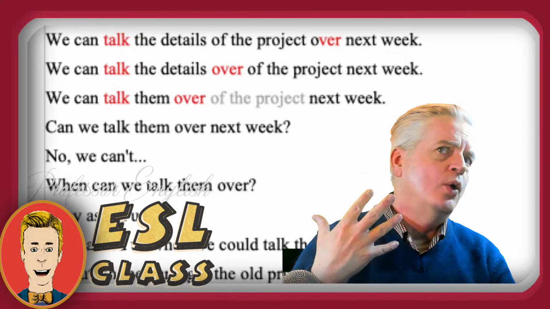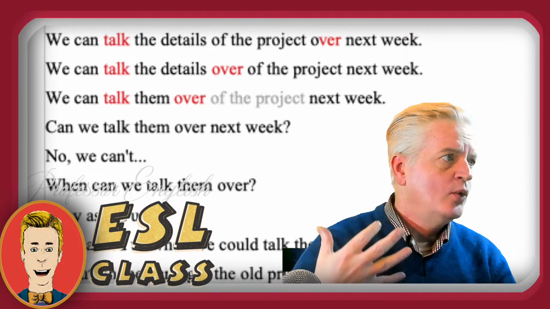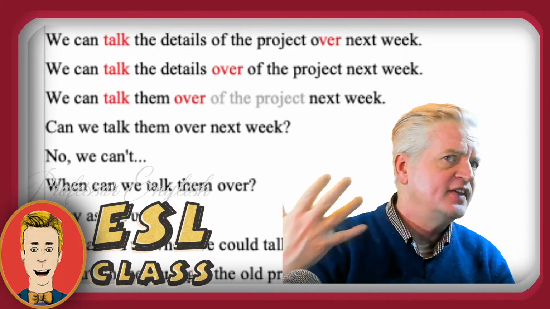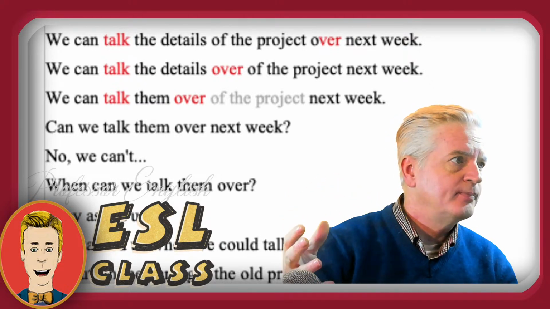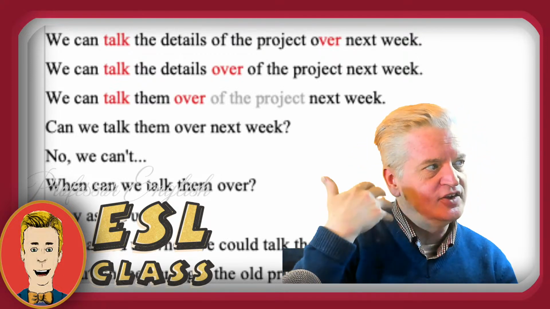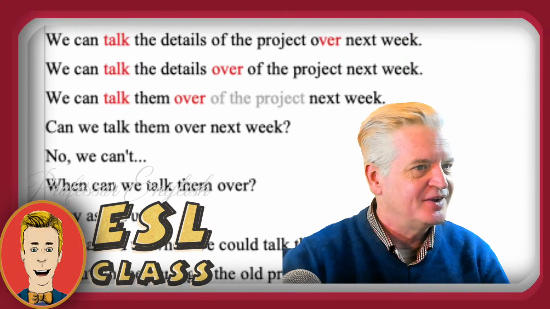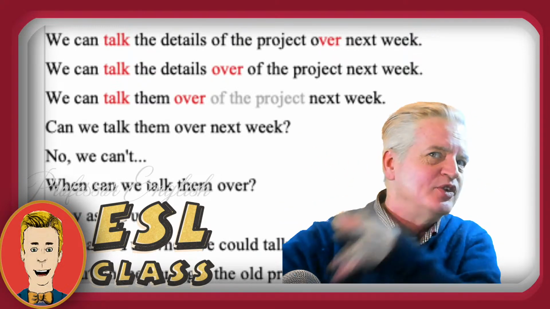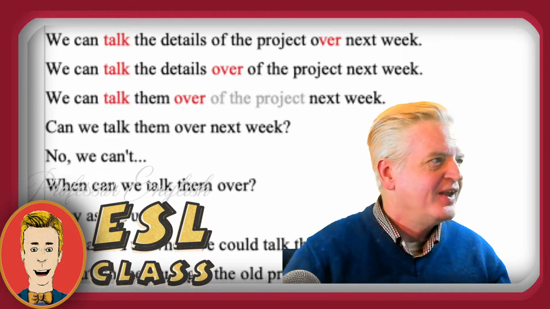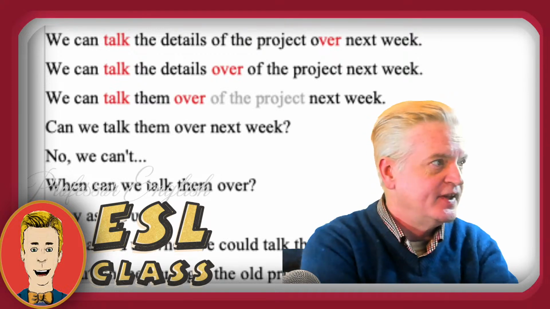The way that you can know if it's correct is if you try to substitute. What would be the substitution of the details? Is that he, she, it, they? It's them, because it's plural and it's an object. So tell me if you understand this sentence. This is how you know that this is wrong. We can talk them over of the project next week. If you leave of the project outside of the verb, it doesn't mean anything. It sounds strange. This is how you know of the project belongs inside the verb with everything.